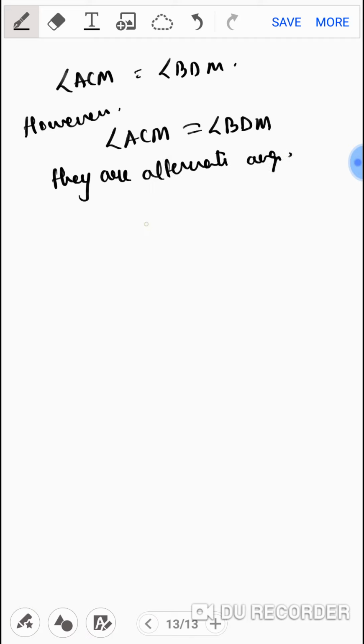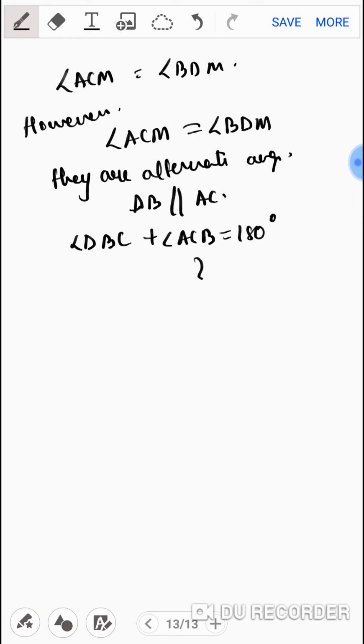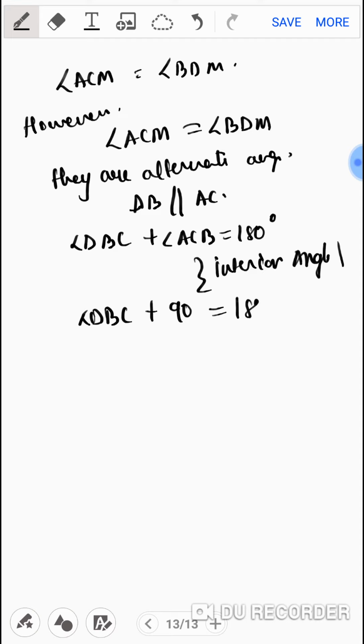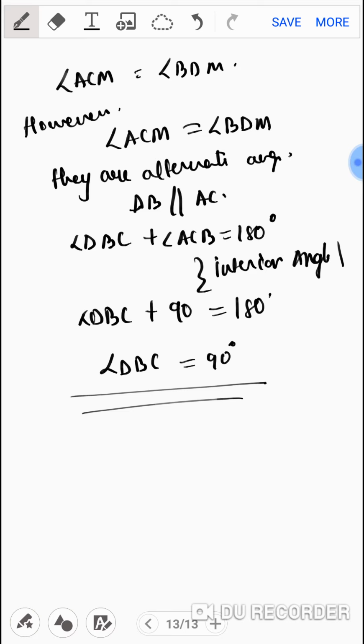If they are alternate angles, Z forming, so can we say DB is parallel to AC? Once I got DB is parallel to AC, can I say angle DBC plus ACB is equal to 180? Because interior angle addition is 180. From there, if I have ACB as 90, can I get the value of DBC? So angle DBC is equal to 90. My dear kids, the only confusing point is you have to prove that the lines are parallel. Until and unless you prove that the lines are parallel, you cannot take this as interior angle.